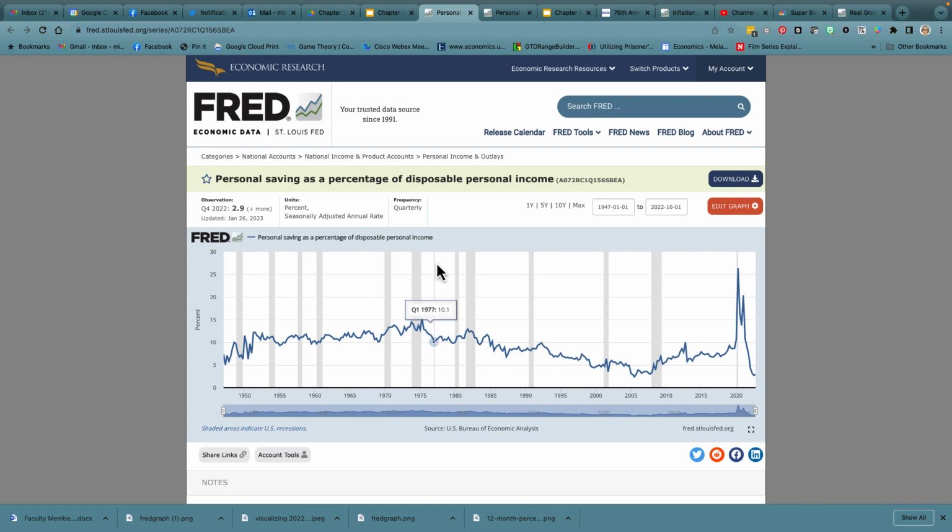So FRED does this wonderful thing for us. It identifies recessions with these shaded areas. So here is the Great Recession, okay? And then here is the COVID recession, all right? So I want you to look at this graph and notice that although there is a lot of variation from one quarter to the next, for the most part, the savings as a percentage of income seems pretty stable, right? For the most part of this data, it looks like it's falling between 5% and 15%.